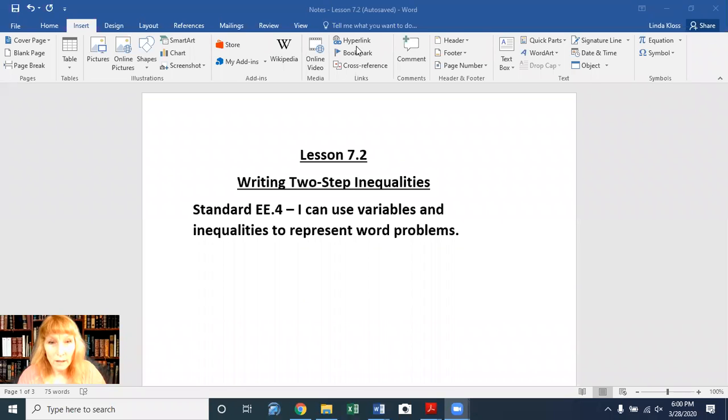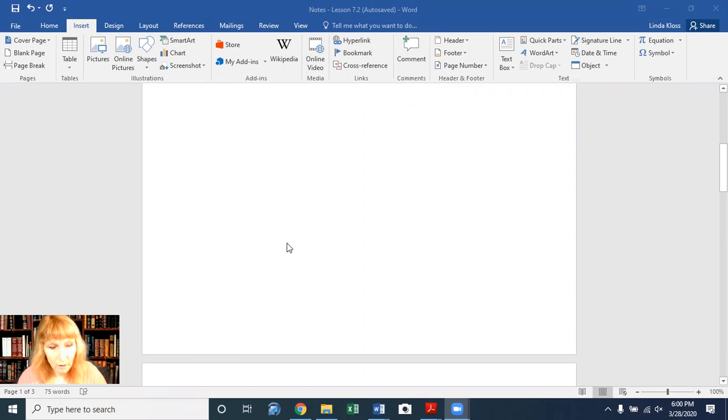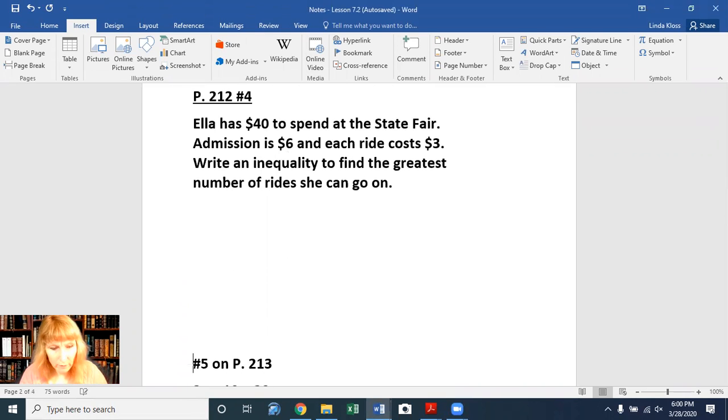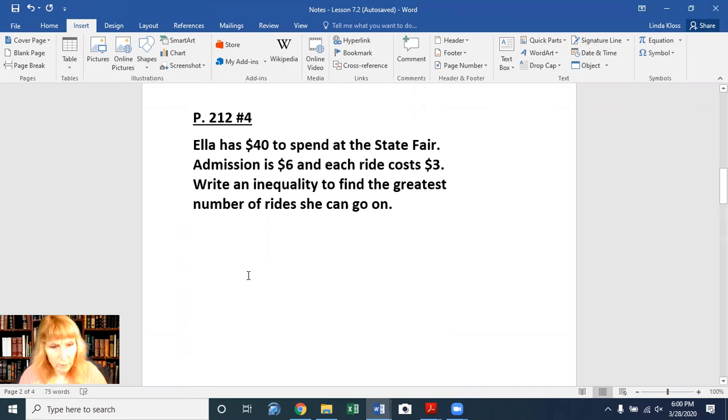Okay, so our standard today is going to be standard EE4. I can use variables and inequalities to represent word problems. So that's what we're going to be working on. My first problem I want to do is on page 212, number 4, and I've gone ahead and typed it out here. So we have 212, number 4, if you want to turn to that. Just leave a little bit of space here.